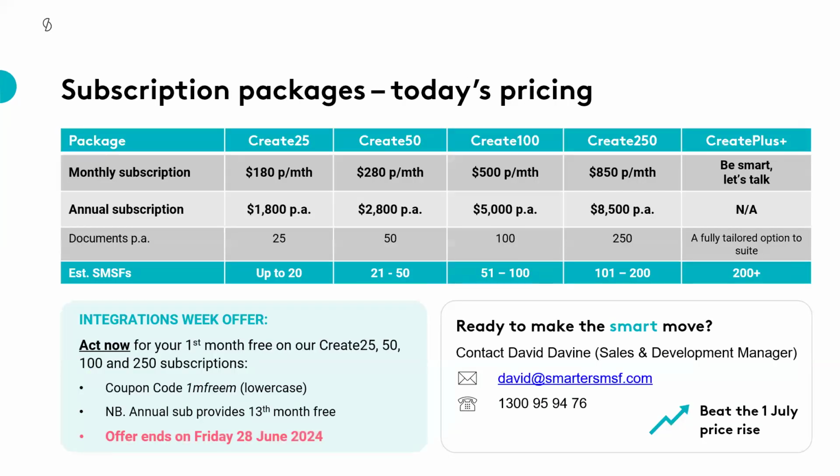In terms of how our packages work, we have different packages to suit different sizes of businesses. You can start at just 25 documents over a 12-month period, and it takes you all the way through to what we have as a customizable package, a fully tailored option that really suits much larger organizations. We've got some firms doing 500, 600, 700, 800, 900, 1,000 documents a year with us. So if you fit that narrative, talk to us about the Create Plus packages.